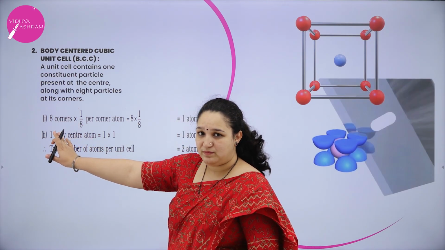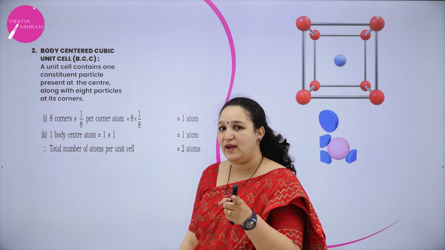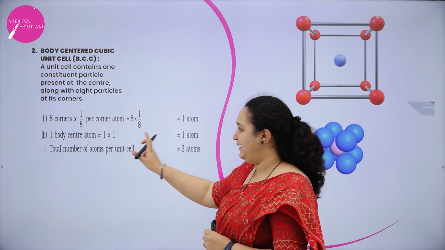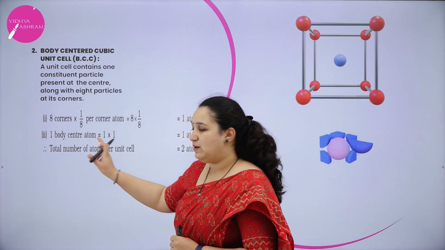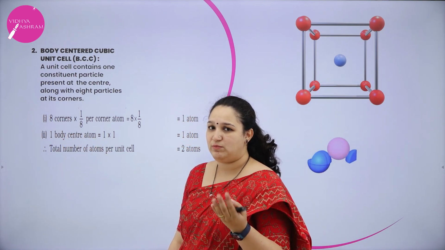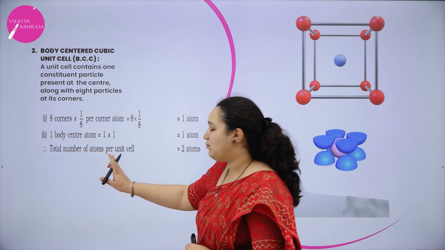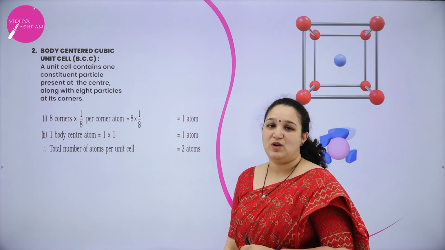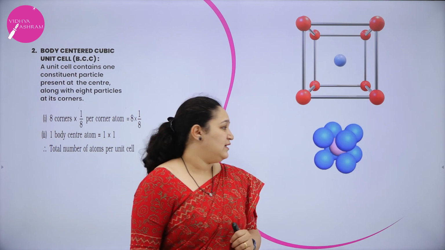So how is the calculation? 8 corners, I have 8 particles. From every corner, how much am I going to get? Only 1/8. So 8 into 1/8 gives 1 atom from the corners, plus 1 from the body center. So the total number of atoms per unit cell is equal to 2. So BCC has 2 atoms in its unit cell.